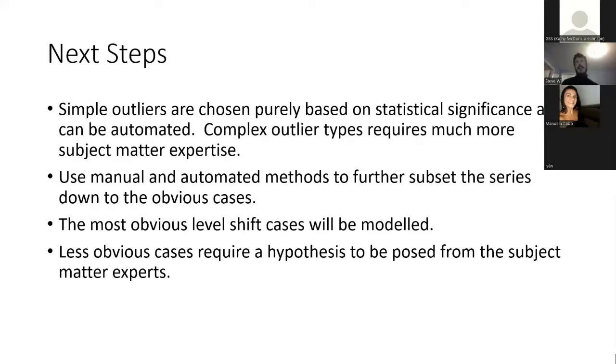The next step is digging into the complex outlier types, and we do want to use some automated methods, such as structural break tests, to further subset the series to some obvious cases. But we really do want to rely on the subject matter area, because if it's something like a level shift, we should have real world evidence. So we want to ultimately allow them to come to us with that hypothesis, and then we do the test.